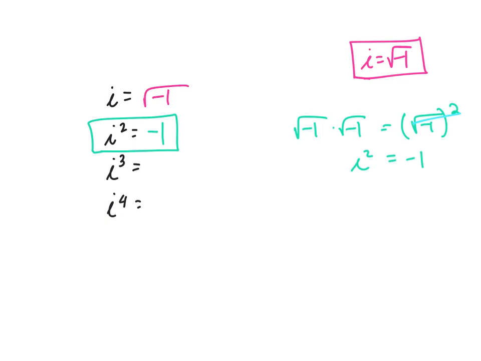And actually, when we did this last week, we talked about how the whole reason we had i is because we needed something that when we squared it, it equaled a negative.